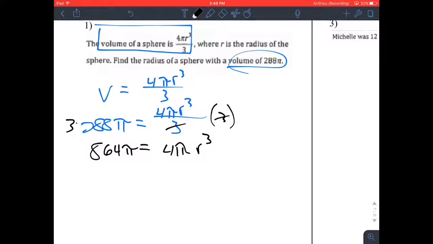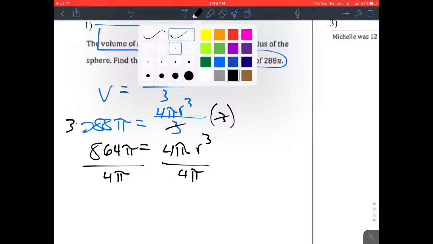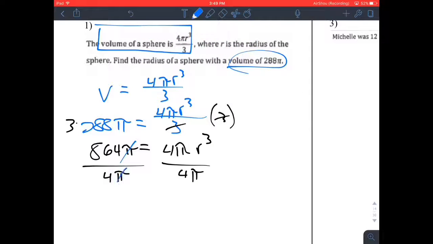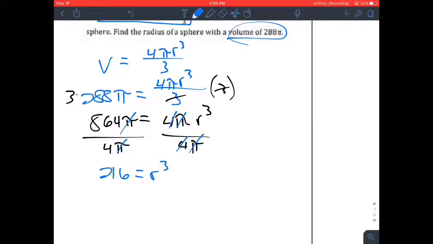If we then divide both sides by 4 pi, trying to get r by itself, the pi's are going to cancel on both sides. The 4's cancel on the right, and 4 is a factor of 864. It goes into it evenly 216 times. The cubed root of 216 is 6. Therefore, the radius must be 6.